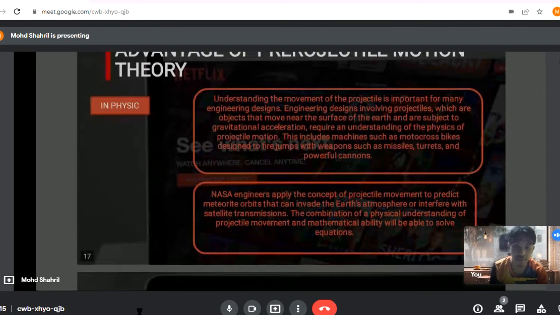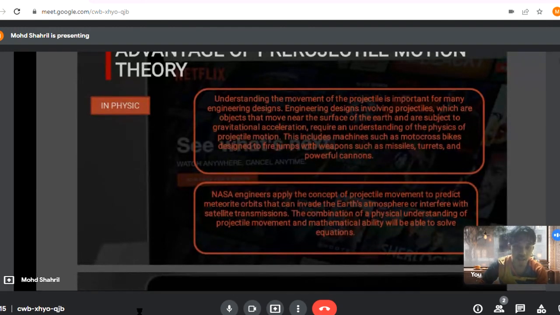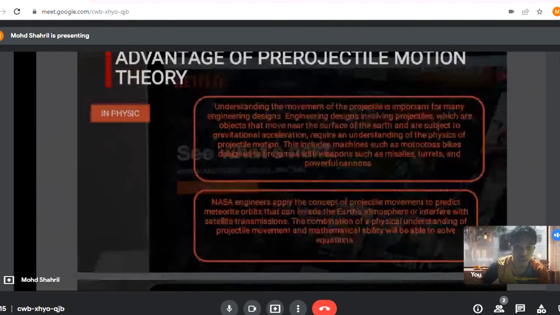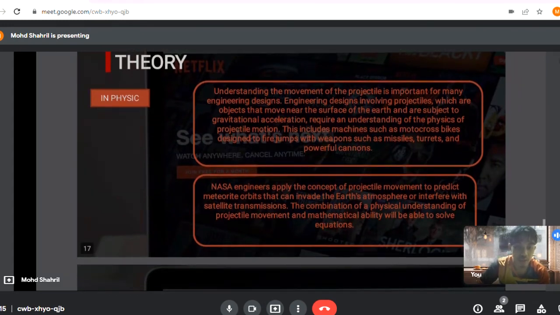First, in physics, understanding the movement of the projectile is important for many engineering designs. Engineering designs involving projectiles, which are objects that move near the surface of the earth and are subject to gravitational acceleration, require an understanding of the physics of projectile motion.